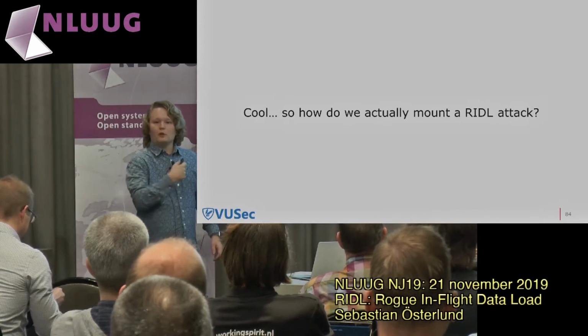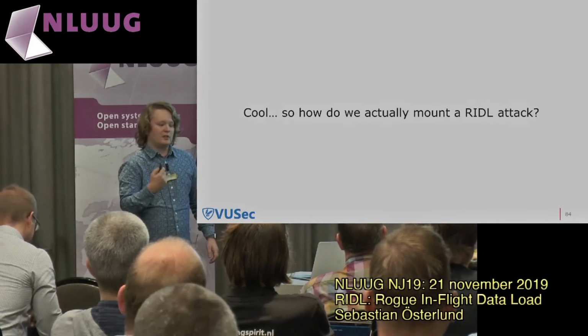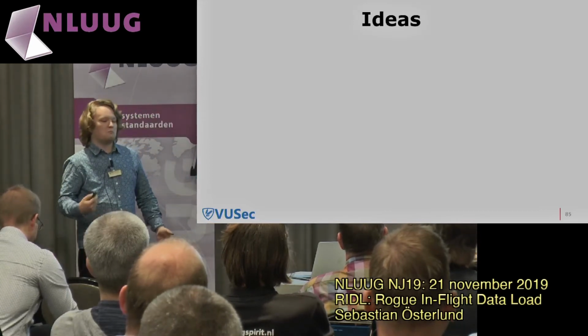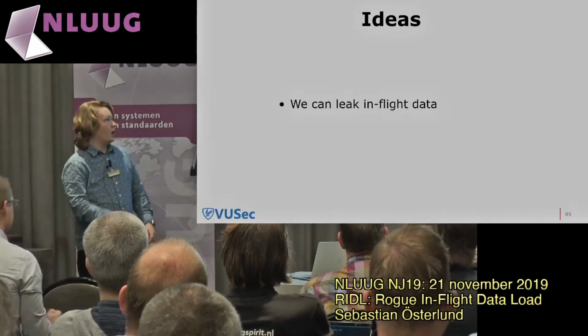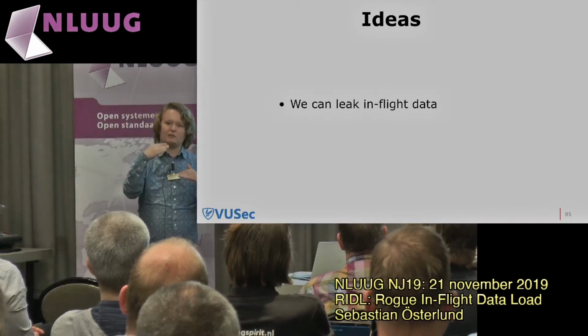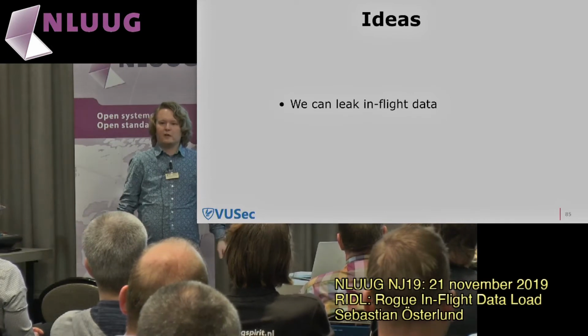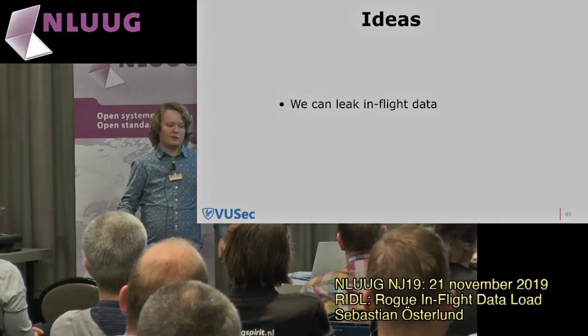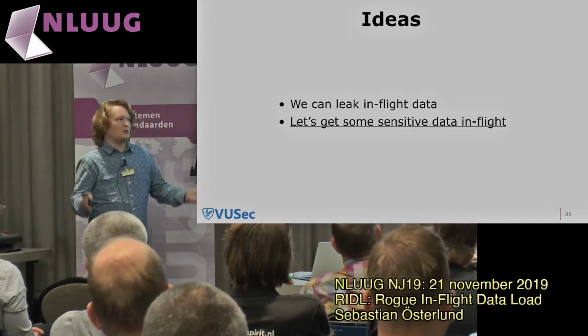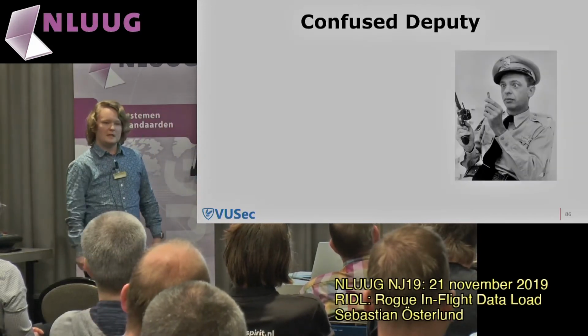So we know we can leak from this buffer. What can we actually do? How can we exploit this? We came up with some nice ideas. We know that we can leak so-called in-flight data. Anything that's available in these buffers, if we try hard enough, we can actually leak. So the challenge is we need to get some sensitive data in flight.